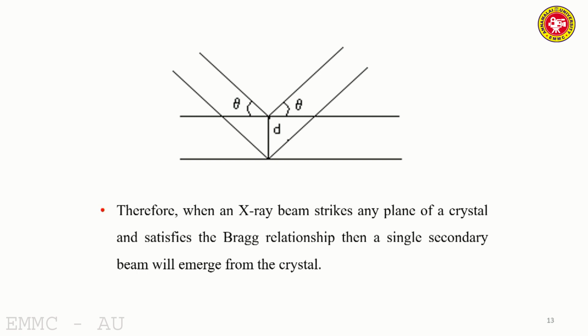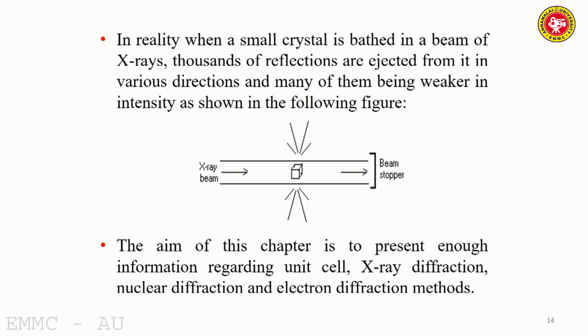When an X-ray beam strikes any plane of a crystal and satisfies the Bragg relation, then a single secondary beam will emerge from the crystal. In reality, when a small crystal is in the path of a beam of X-rays, thousands of reflections are ejected from it in various directions, many of them being weaker in intensity, as shown in the following figure.